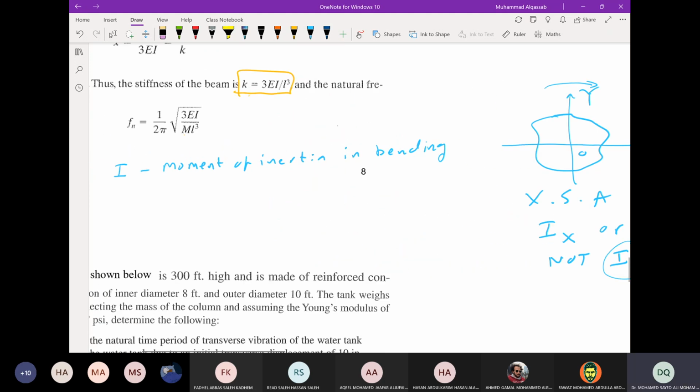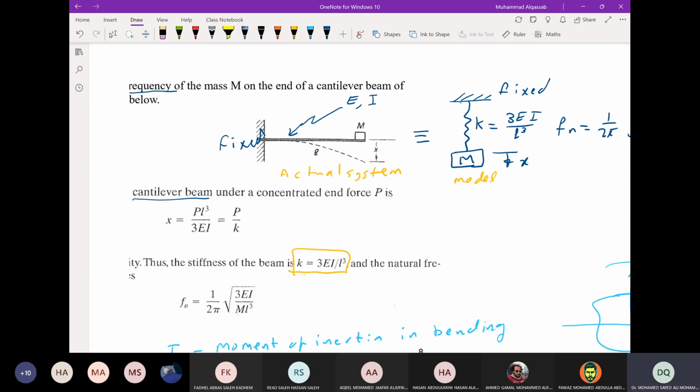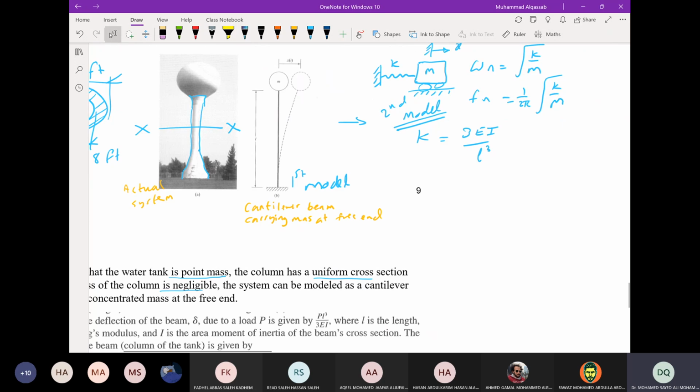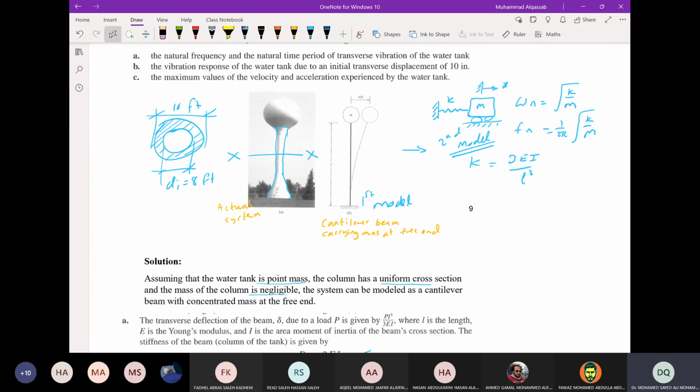So for the beam, it is the vibration. It means you are putting load on the beam as bending. You're trying to bend the beam. So the moment of inertia is the one that is for bending. The same thing here. The moment of inertia will be in bending.